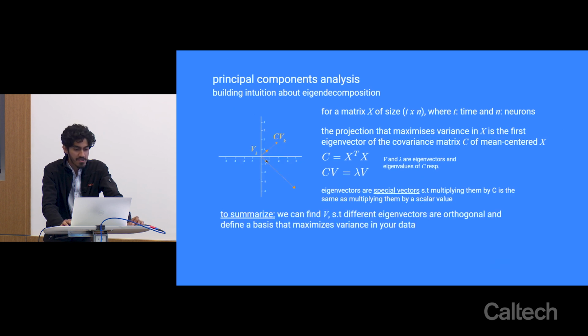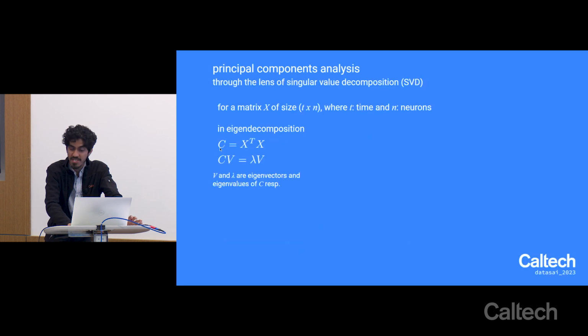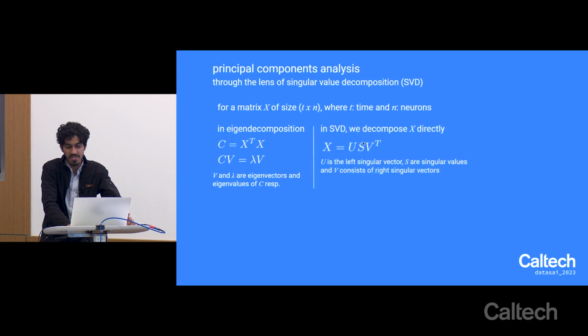OK. So in practice, we very rarely compute v and lambda directly. Instead, we use something called singular value decomposition, which is a much more computationally efficient way of calculating the principal components of our space. Instead of performing this two-step process where we have both the covariance calculated and then the eigen decomposition of that covariance matrix, you're going to have a simple one-step process.